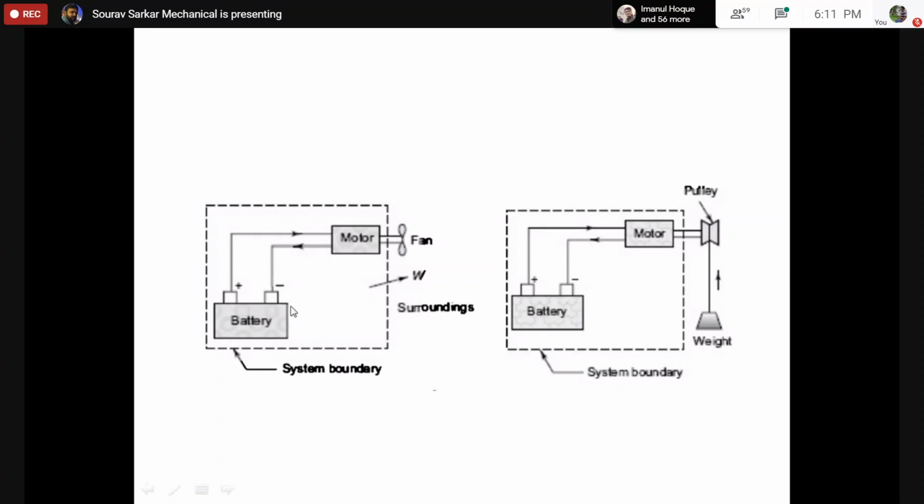Suppose this is one battery. If we look into the figure, the battery is driving the motor, and the motor is driving a fan. So what is happening? If I consider this as my system boundary, it is performing some amount of work.